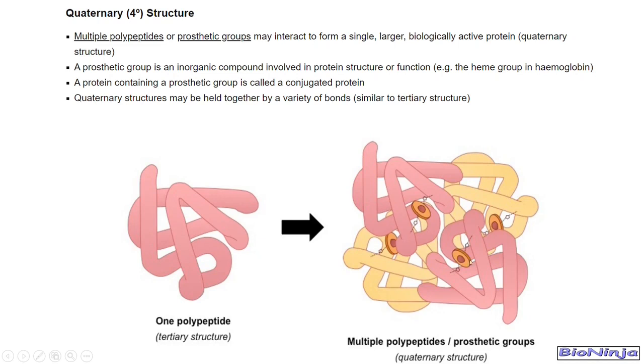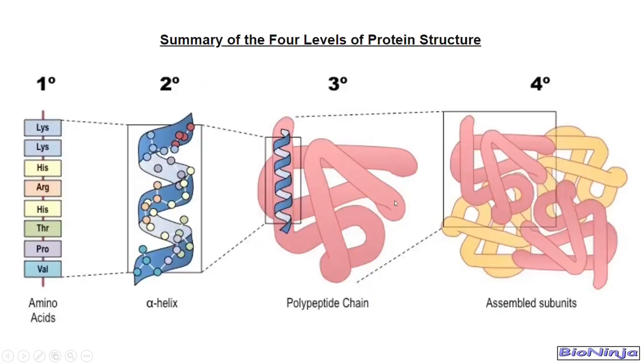So in this case, the very difference between the tertiary and the quaternary would be the number of polypeptides present. For the quaternary, there are two or more, while the tertiary will be containing only one polypeptide chain, and that will be it. And quaternary structure may be held together again by a variety of bonds that are similar to the tertiary structure. So putting them all together, we now have this summary.